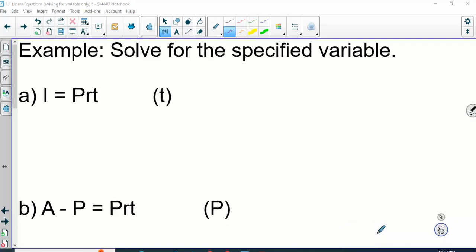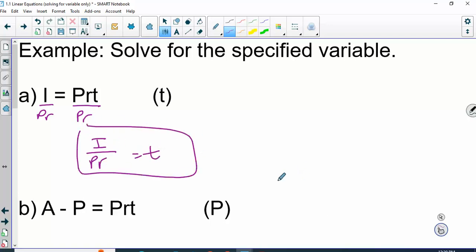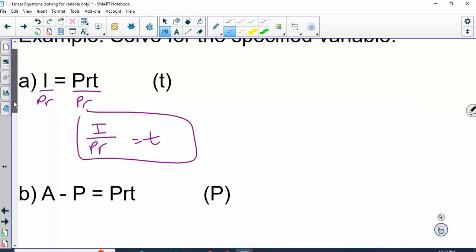Our answer on these is really just getting that particular variable by itself. So how would we do the first one? So we get I over PR equals T. And you guys know we can flip that and say T equals I over PR. Either way is fine. All right, what about B?